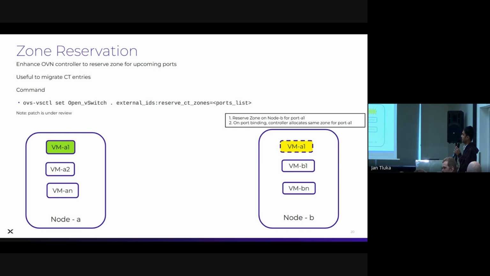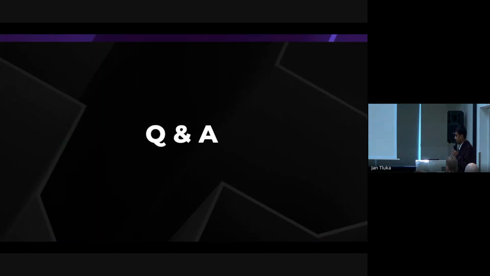For this, we have added a new key, reserve CT zones, to the Open vSwitch table, which the OVN controller processes. It takes a list of ports, and along with the existing port bindings, it reserves the zones and stores them in the same key in the external IDs that it is storing today, so that the CMS can process that information and start migrating the CT entries to that particular zone. So this is our use case. That's it for the talk.